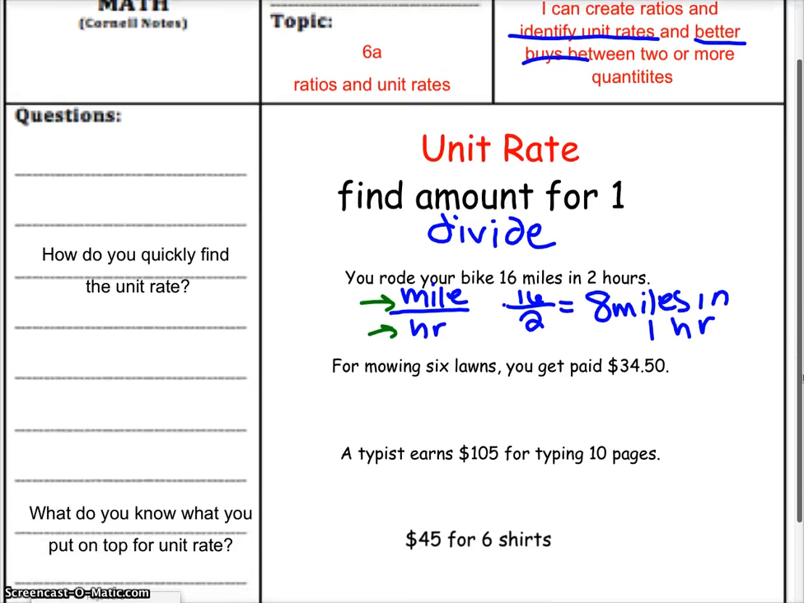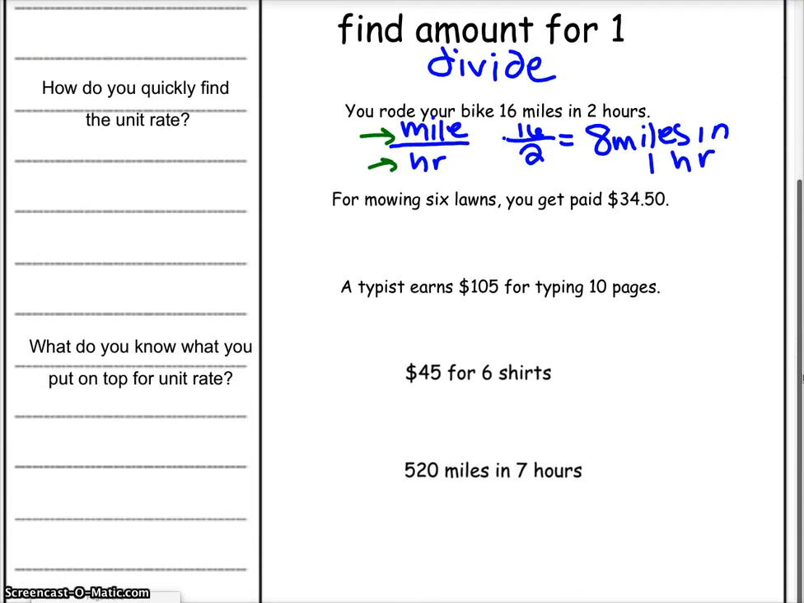For mowing 6 lawns, you get paid $34.50. I want to know how much do you get paid for 1 lawn. So I'm doing money to lawns. That's what I'm doing. Money always goes on top. Don't forget that. It always, always, always goes on top.